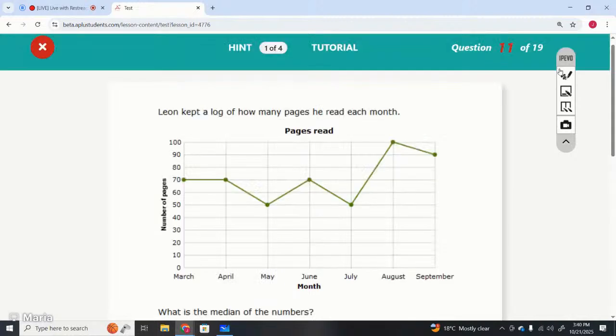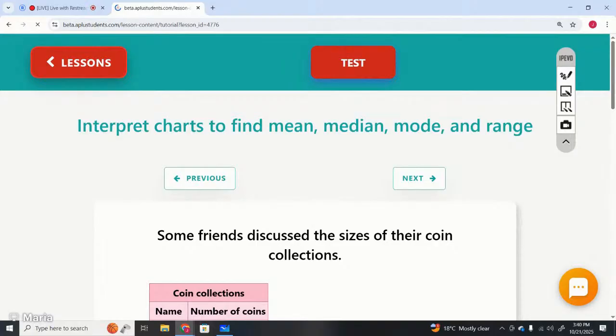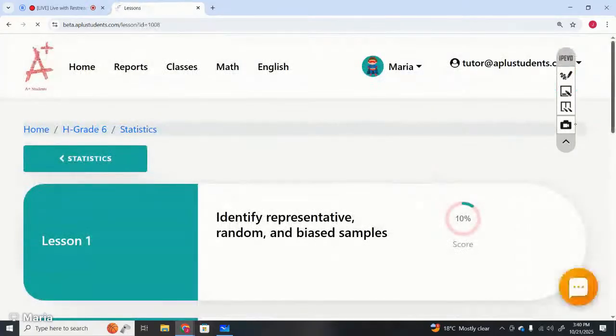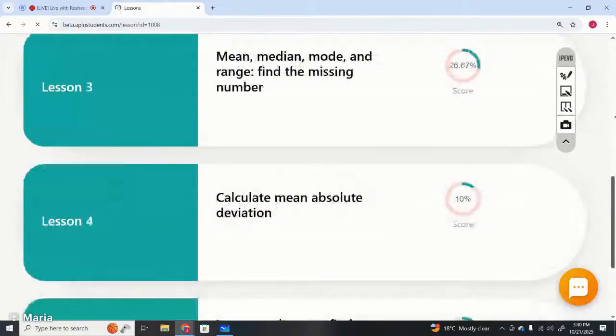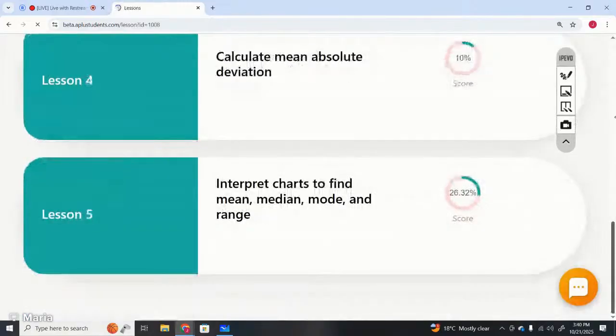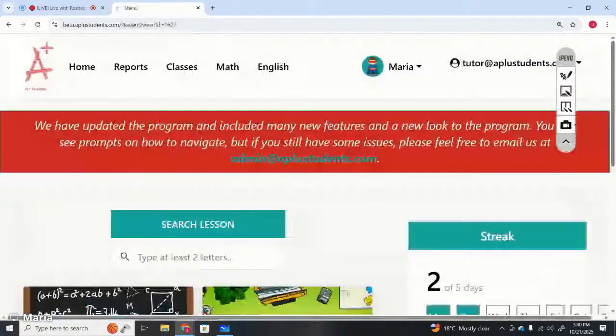Okay, you can come back by yourself later today. We were working on the grade 6 chapter, on statistics. The lessons we have covered today are calculating mean absolute deviation and interpreting charts to find the mean. Please make sure that before the next session you complete all the practice questions for the lessons you just did. That is your homework.